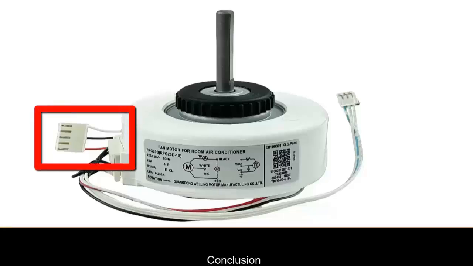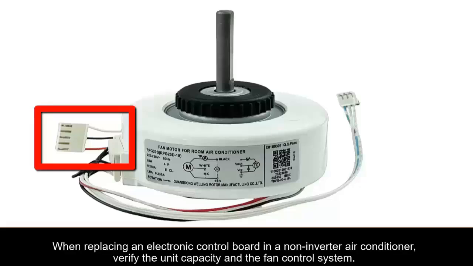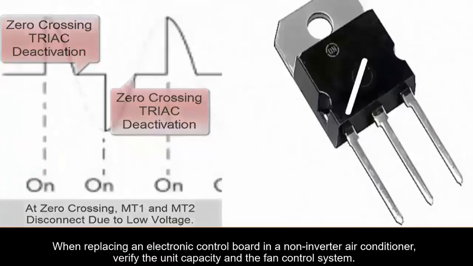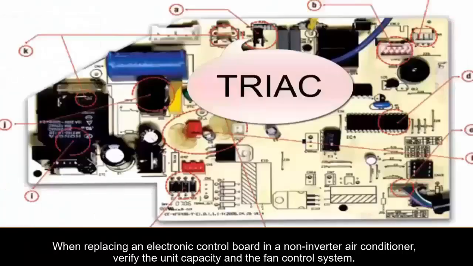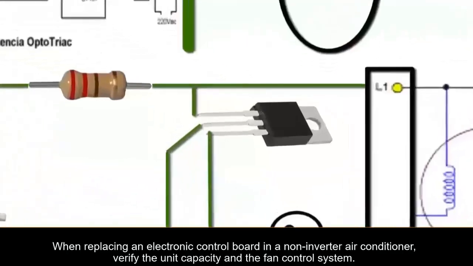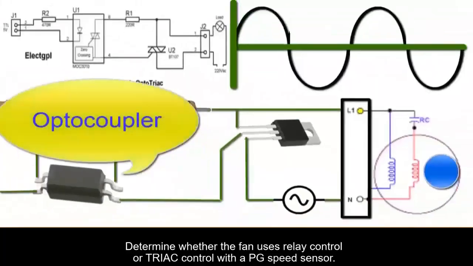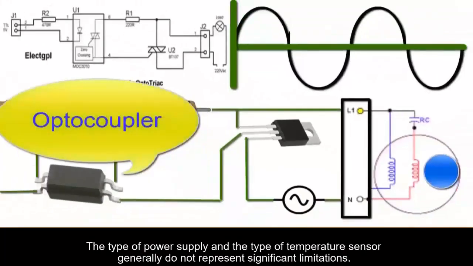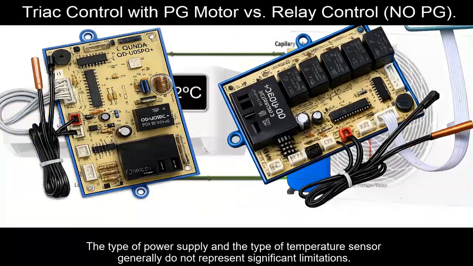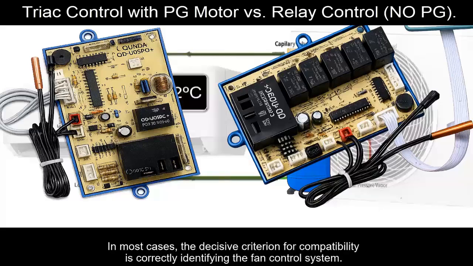Conclusion: when replacing an electronic control board in a non-inverter air conditioner, the most important aspects that must be verified are the capacity of the unit to ensure that the compressor relay can handle the required current, the fan control system, and whether the fan uses relay control or Triac control with a PG speed sensor. On the other hand, the type of power supply, conventional transformer or switching power supply, and the type of temperature sensor generally do not represent significant limitations when performing a replacement.